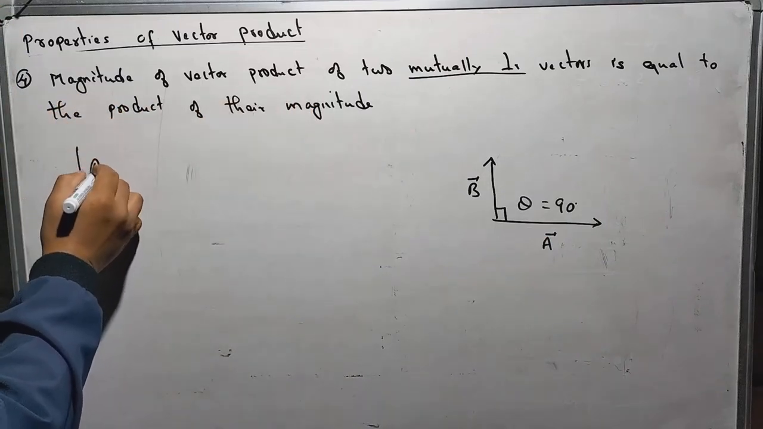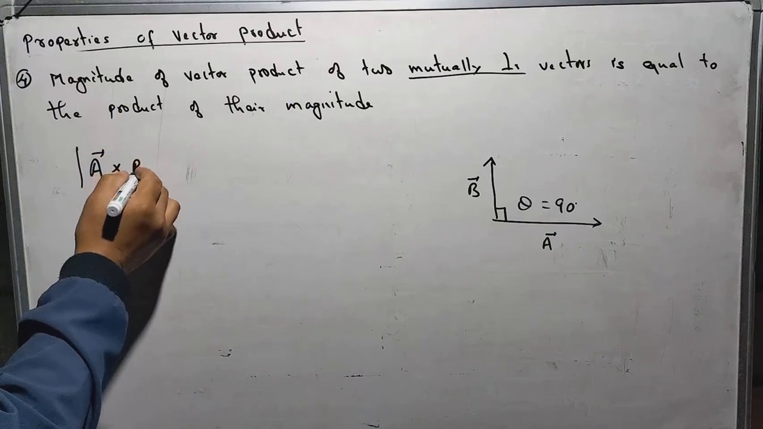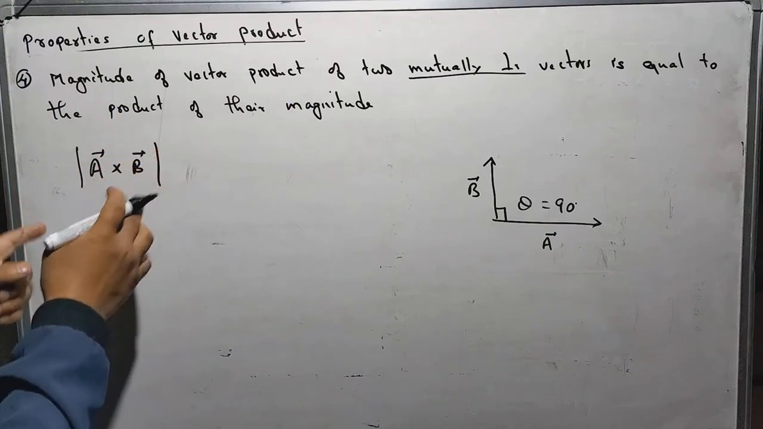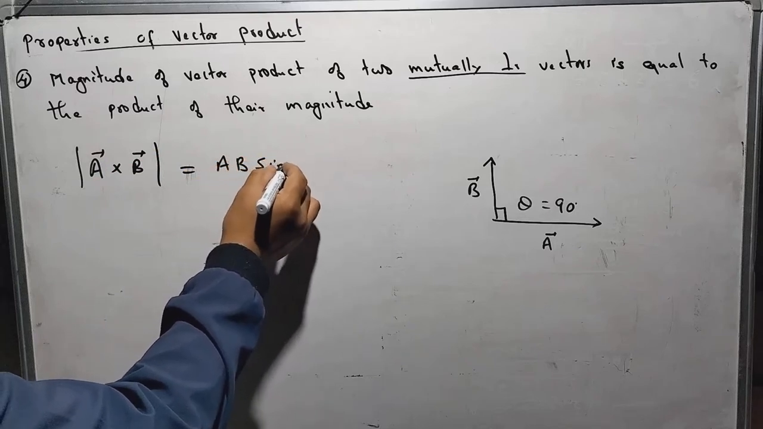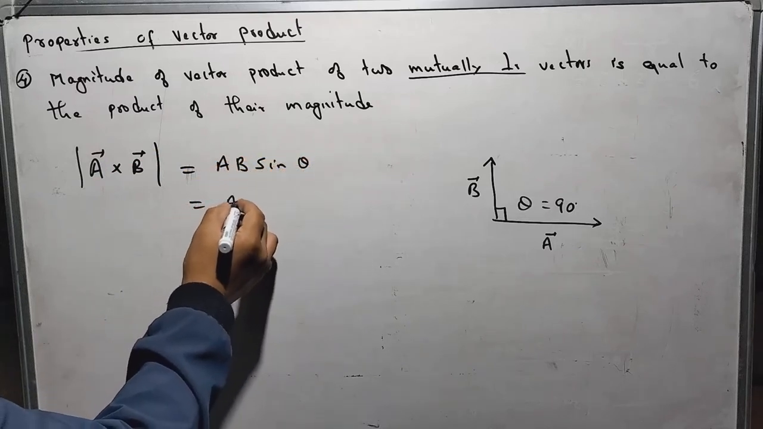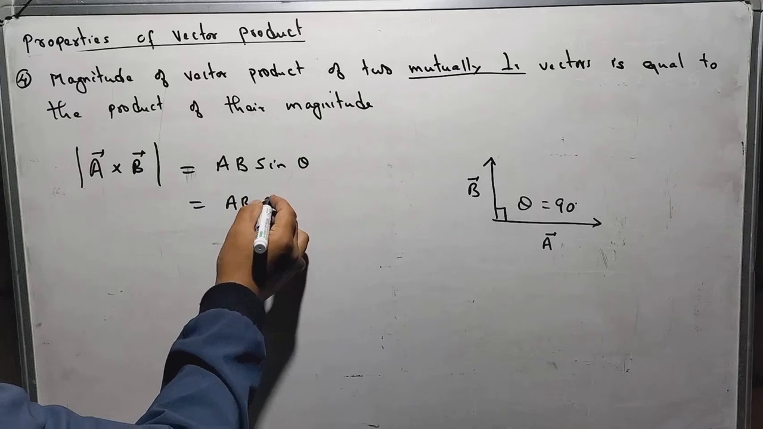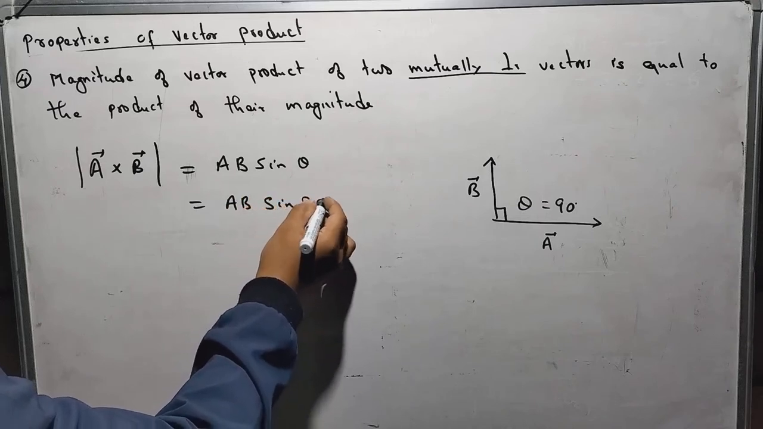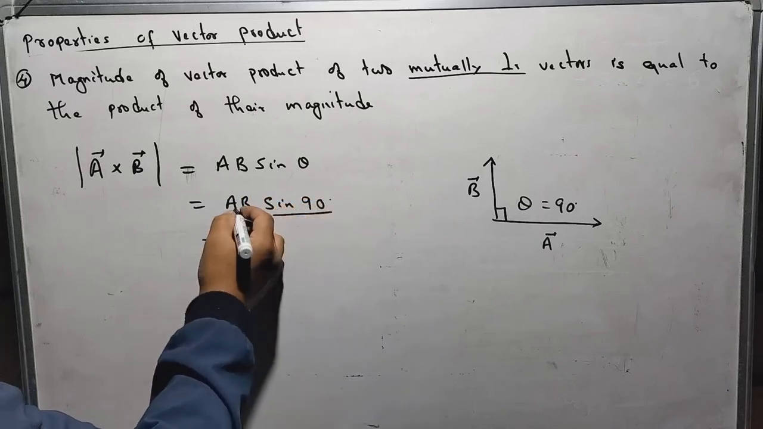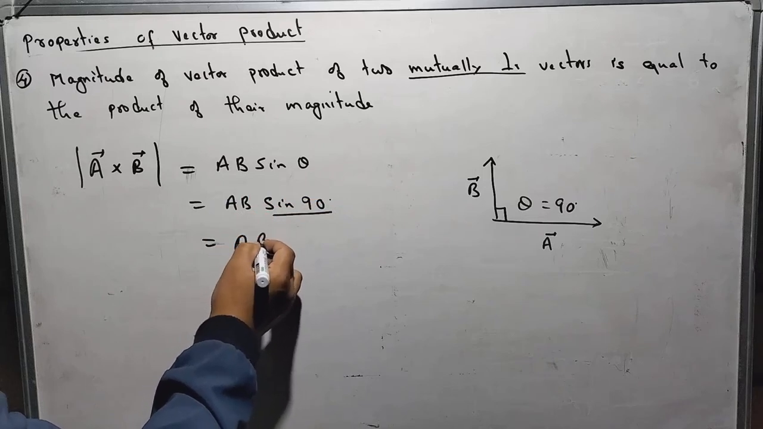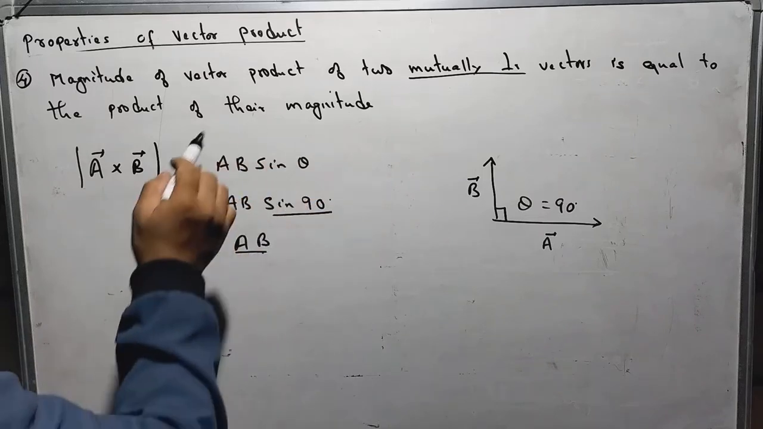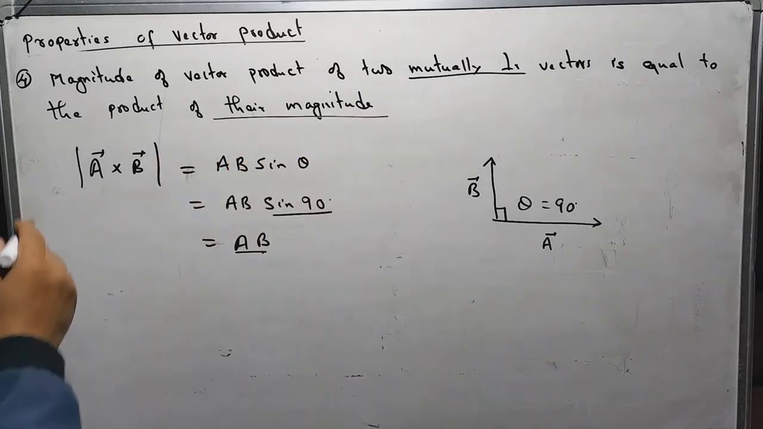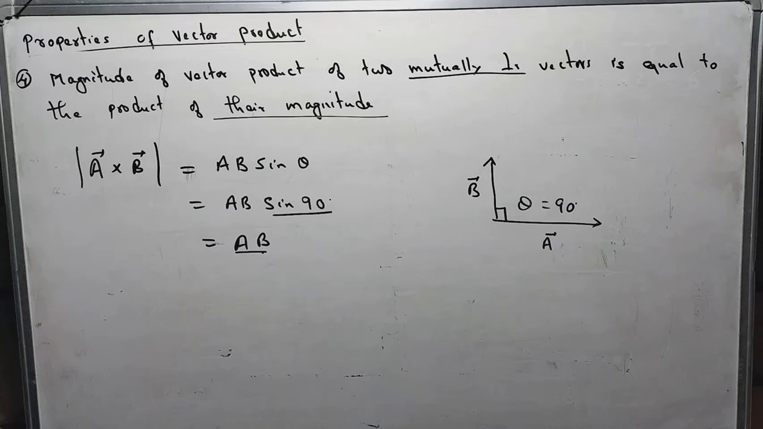Then what is the magnitude of the vector product? We know the magnitude of the vector product is written as modulus of A cross B, and this is equal to AB sine theta. But theta in this case is 90, so sine 90 degrees is 1, so 1 times AB will be just AB. So AB is the product of the magnitudes of the two vectors. Okay, so that is the meaning of this property.